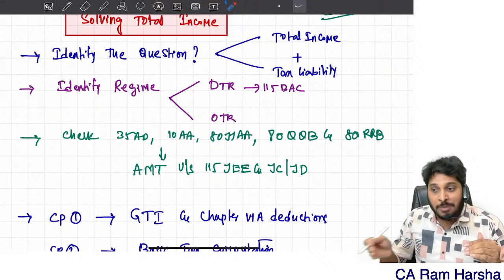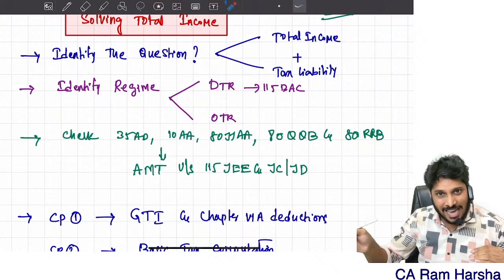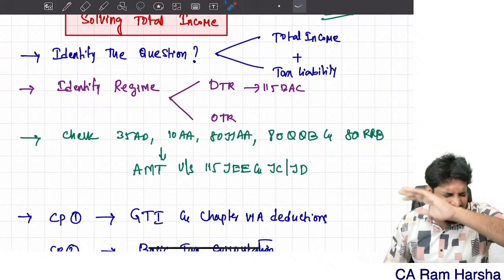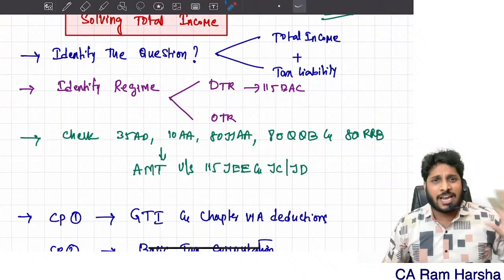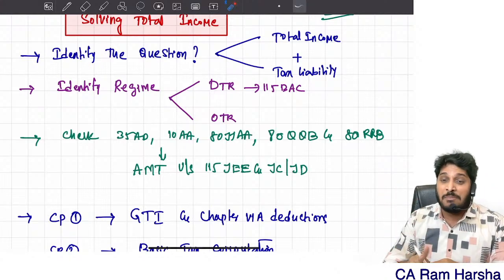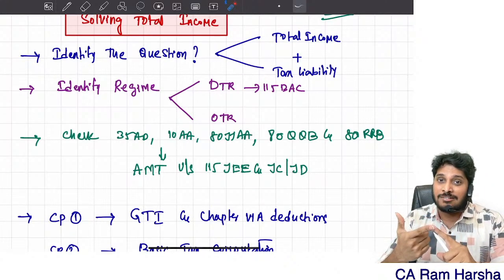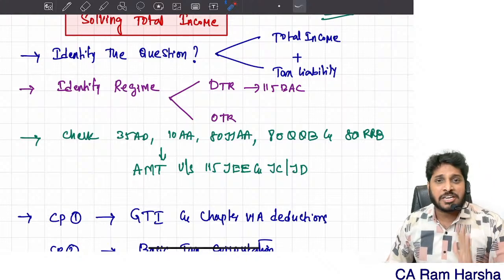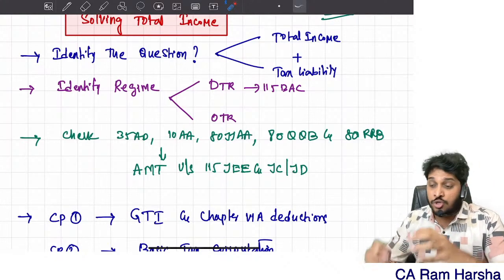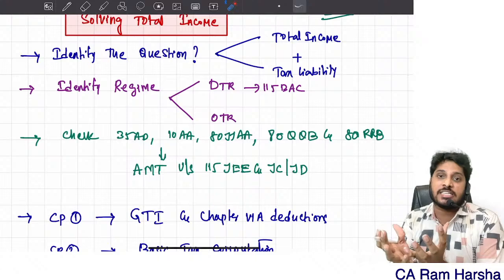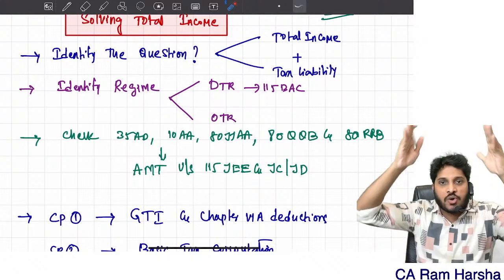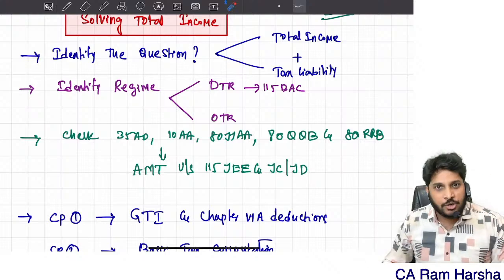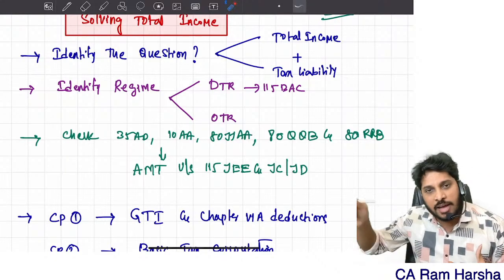I will revise house property, I will revise PGBP, I will revise salaries, everything clearly I will revise for you. And one more point, in a very rare, extremely rare scenario, the total income problem is capital gains or other sources predominant. That is extremely rare. Don't worry. I'm 99% sure the total income problem is going to be a business or profession based calculation. Okay, let us assume you are computing the total income. How to compute, as I already told, I will discuss later.